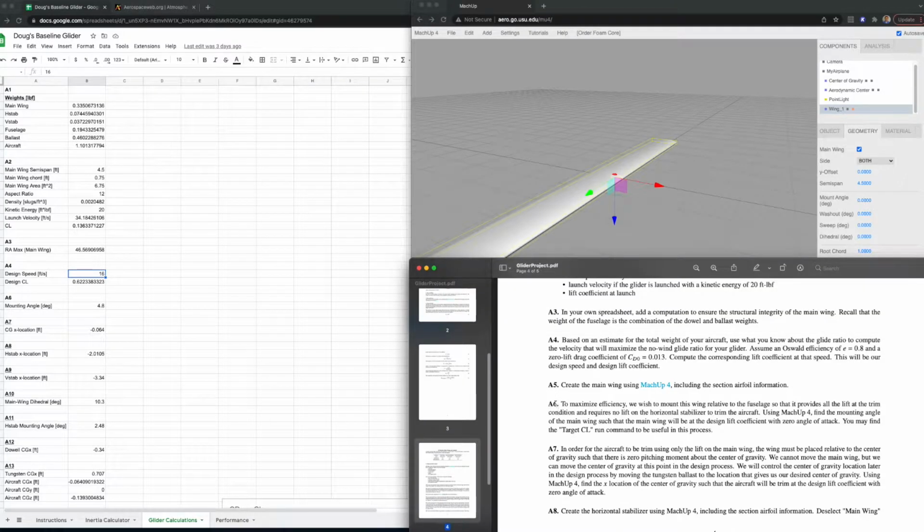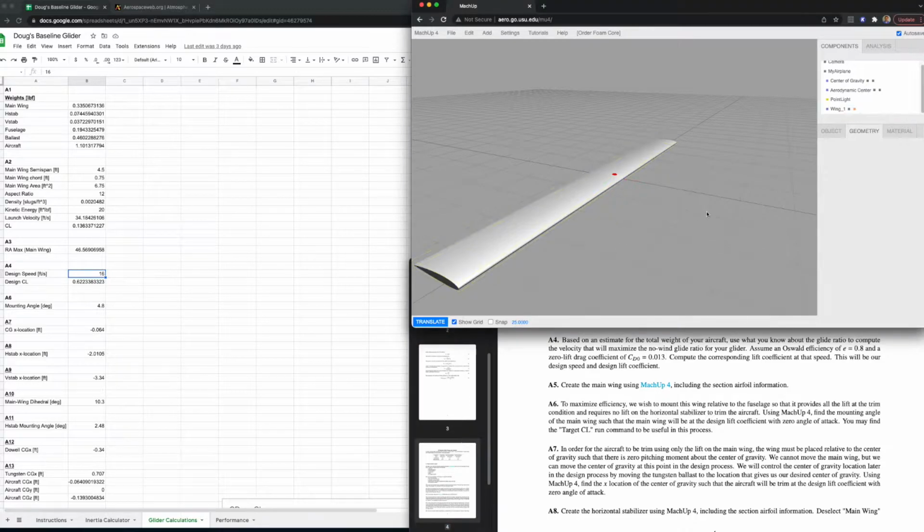And now let's move on to A6 here and talk about mounting angle of the main wing. So this says to maximize efficiency, we wish to mount this wing relative to the fuselage so that it provides all the lift at the trim condition and requires no lift on the horizontal stabilizer to trim the aircraft. Using mockup 4, find the mounting angle of the main wing such that the main wing will be at the design lift coefficient with 0 degrees angle of attack. You may find the target CL command to be useful in this process.